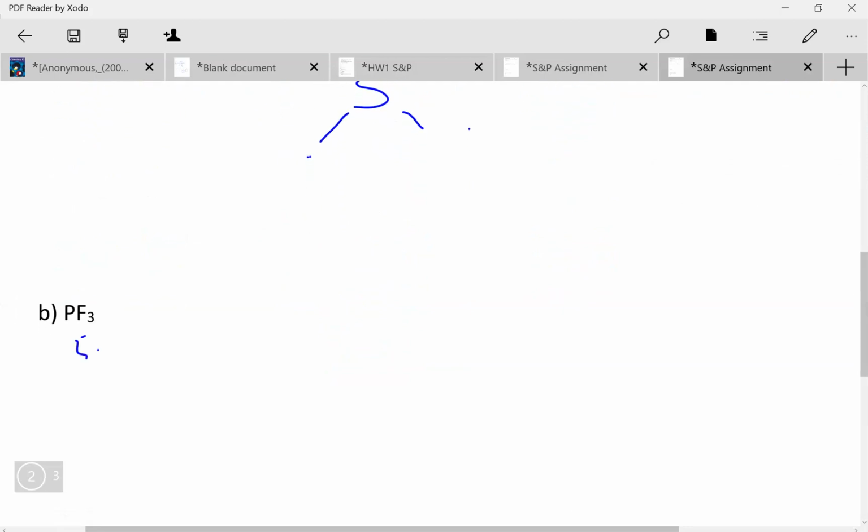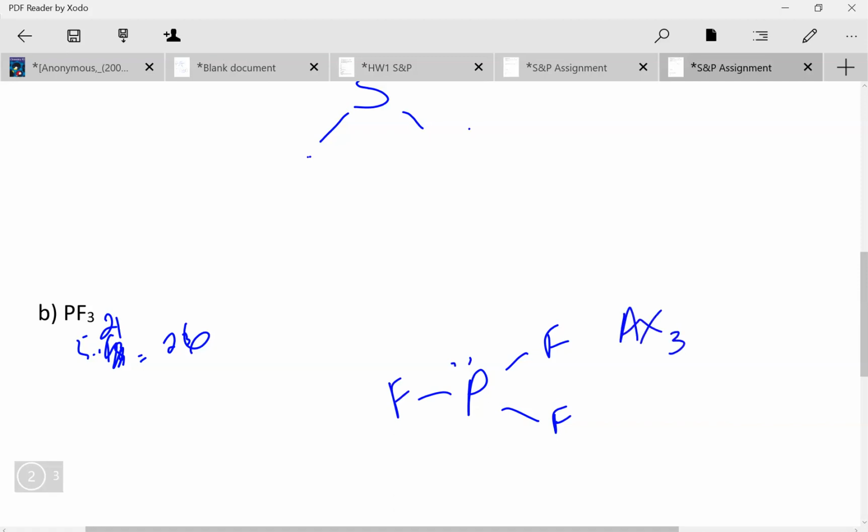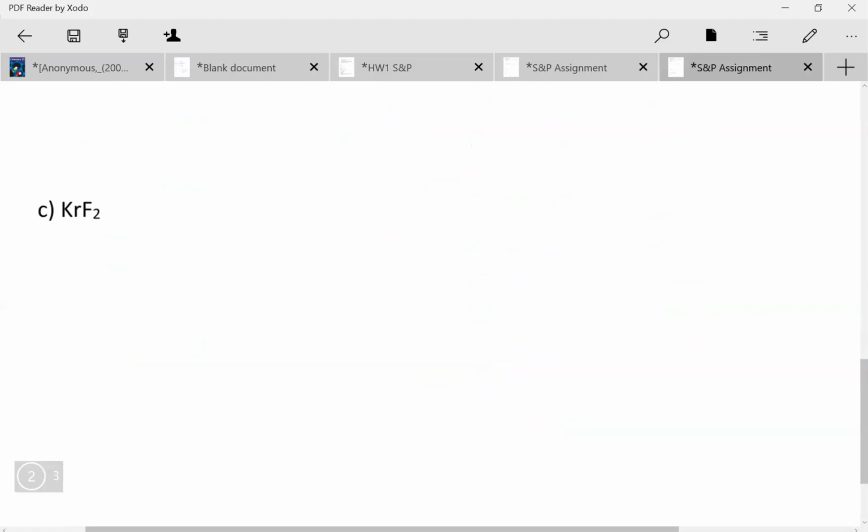PF3, this is 5 plus 18. That's a weird number. 23, that's not right. Interesting. Oh, so that's not 18. Whoops, 21. 26, there we go. Phosphorus, here we have 6, and we know phosphorus has a lone pair. Therefore, this is an AX3E, being trigonal pyramidal, polar.